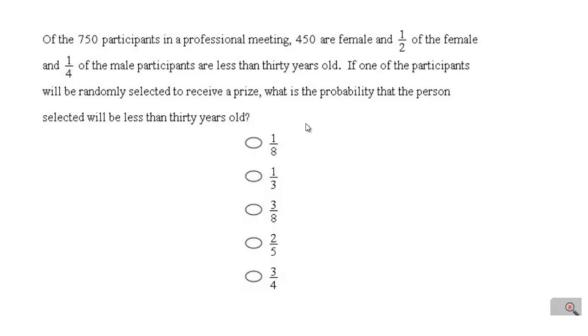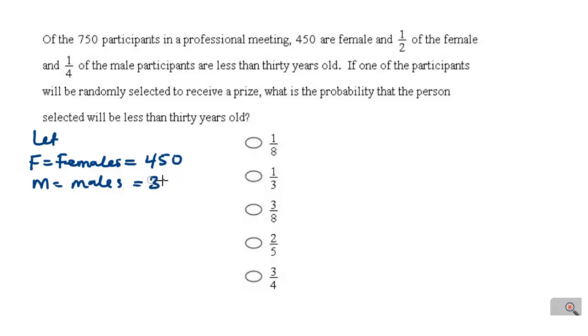So to make some sense of this, I will say let F represent the females, and that will be what? We have 450 of them. And let M represent the males, and that will give us 300 of them from the question. How do I know it is 300? If there are 450 females out of 750, then it implies that the remaining will be male. That will be 300.